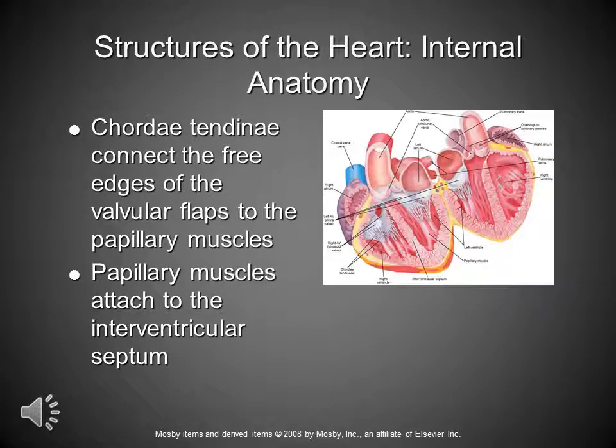This picture doesn't show it real well. It's kind of hard to see. I've got a better picture coming up. But the chordae tendineae, little strings, connect the free edges of the flaps to the large, powerful papillary muscles. And then the papillary muscles attach to the interventricular septum. They attach to the wall of the myocardium itself. So we have three parts to any valve. We have the leaflets, we have the chordae tendineae, and we have the papillary muscles.